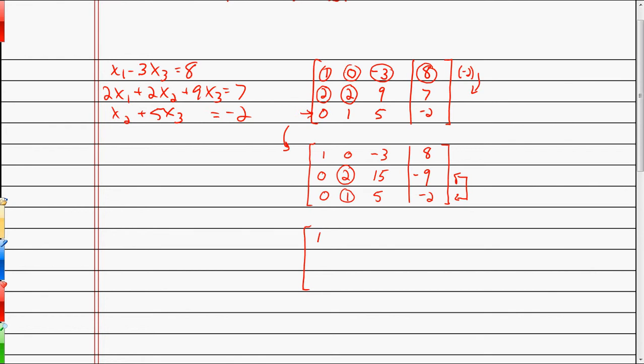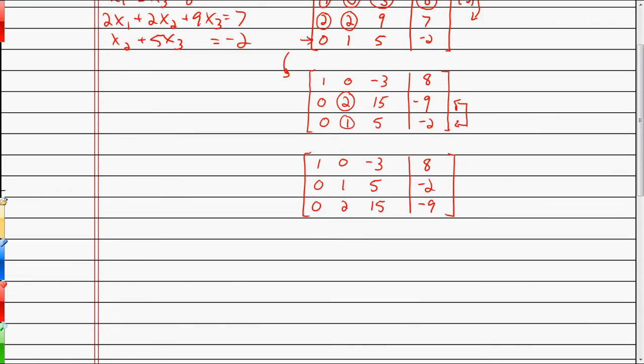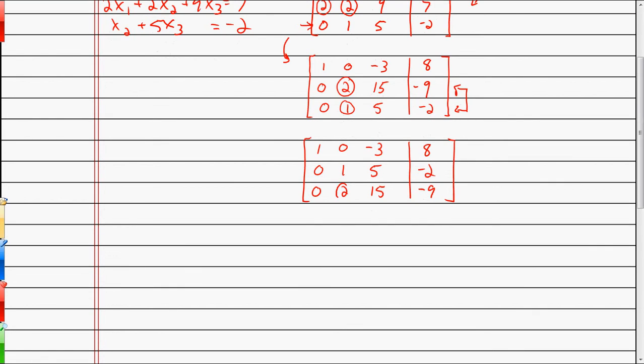So the first row remains unchanged. The second row is the third row, so it's 0, 1, 5, negative 2. And then the third row becomes the second row: 0, 2, 15, negative 9. Alright, so far so good. So I want to make this 2 a 0. So I'm going to multiply the second row by negative 2 and add it to the third row.